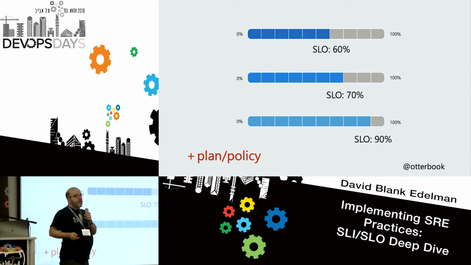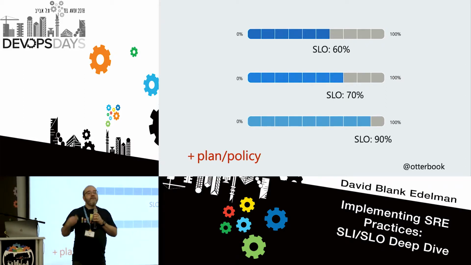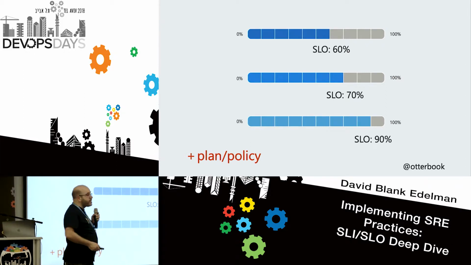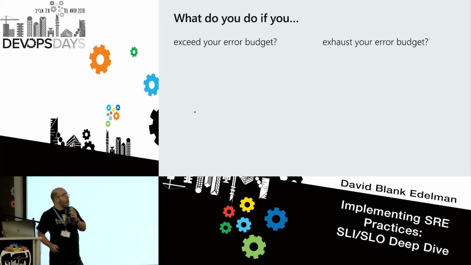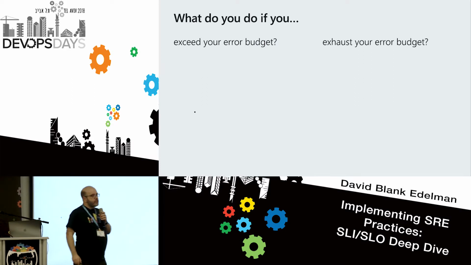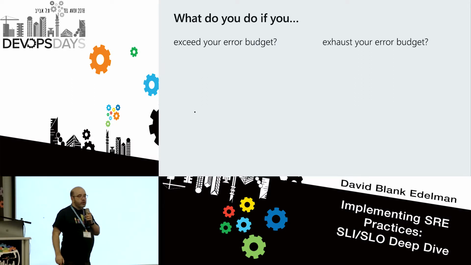So here's the thing. This, plus having some sort of plan or policy of what to do with this extra stuff, makes up an error budget. So what do you do? Well, the question I want to ask is, what do you do if you exceed your error budget? And what do you do if you exhaust your error budget?